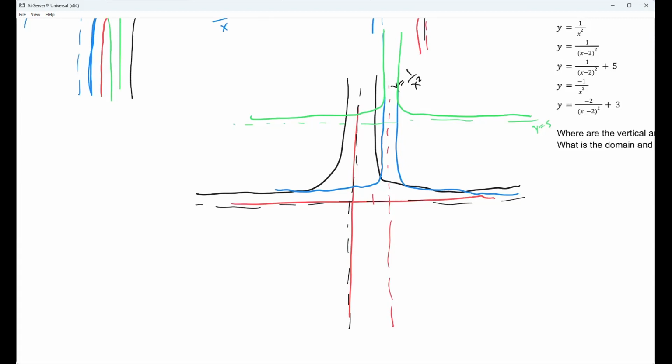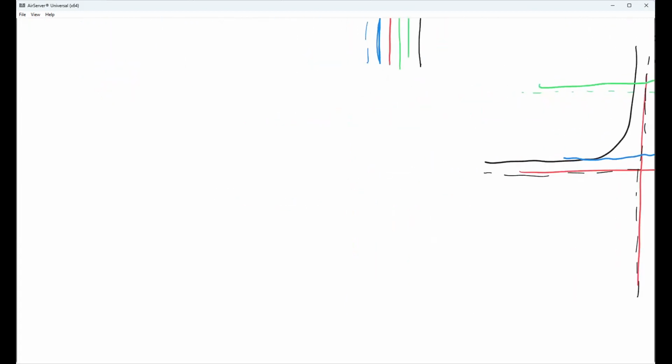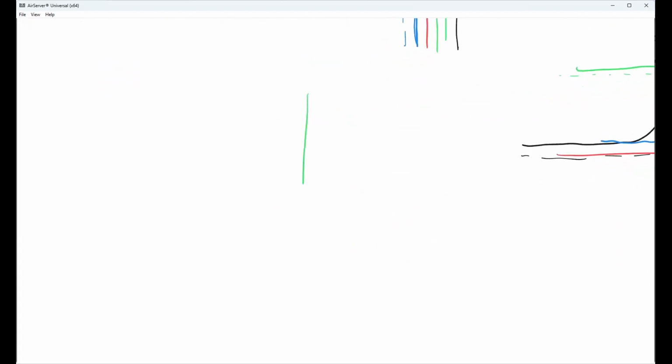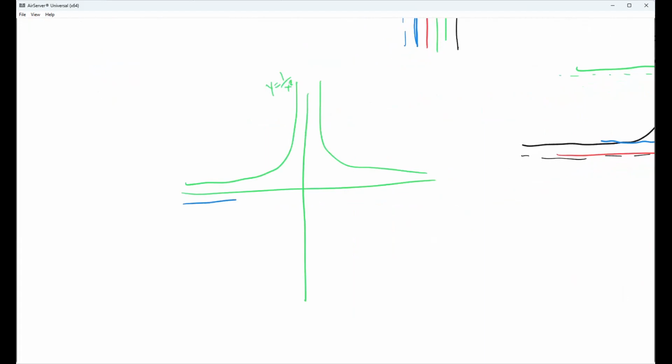What does the negative 1 do? Let's graph the original. This is the original back again, y equals 1 over x squared. What does the negative 1 do? It reflects over the x-axis, so it's going to do this. So this is y is equal to negative 1 over x squared. Are we good?